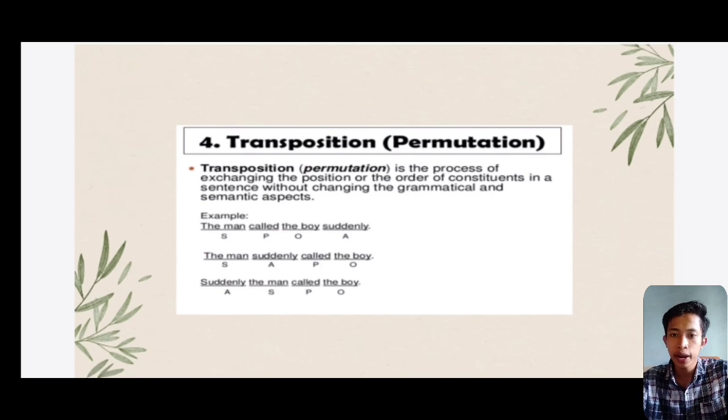Fourth, we have the transpositions or permutations. The term transposition or permutation is the process of changing the position or the order of constituents in a sentence without changing the grammatical and semantic aspects. For example, the man called the boy suddenly. The man suddenly called the boy. Suddenly, the man called the boy.